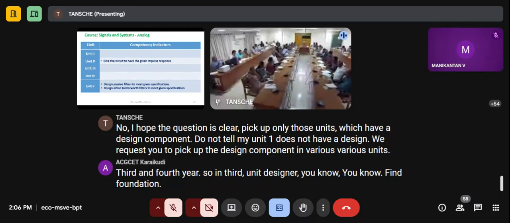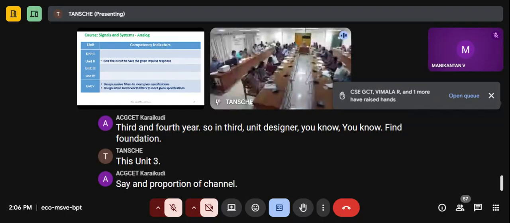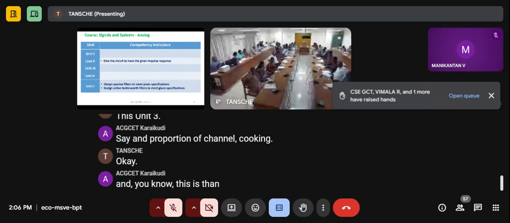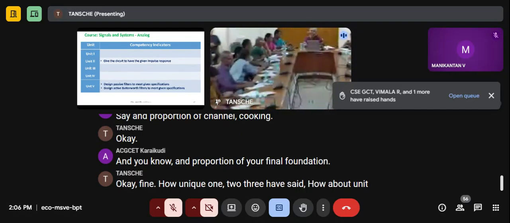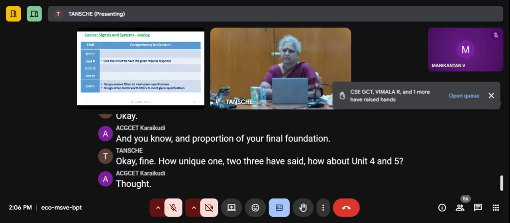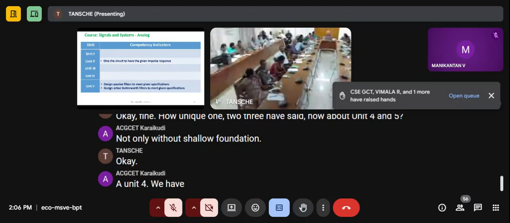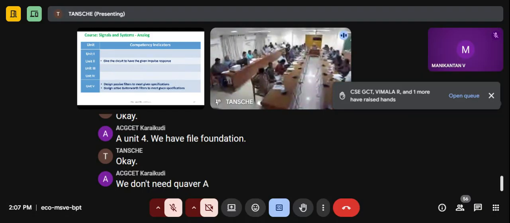Okay. Unit 3, design and proportion of shallow footing. And unit 4, pile foundation, so for this, design and proportion of a pile foundation. Fine. Unit 1, 2, 3 you have said. How about unit 4 and 5? In third unit, we have shallow foundation. In unit 4, we have pile foundation. In unit 5, earth pressure theory, there is no design, so it doesn't take in fifth unit.